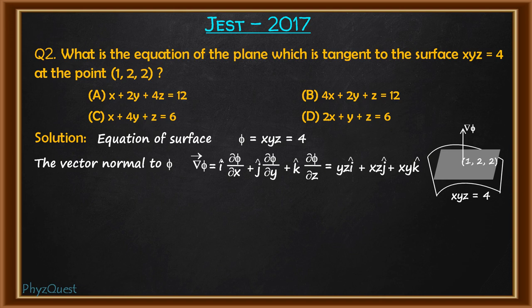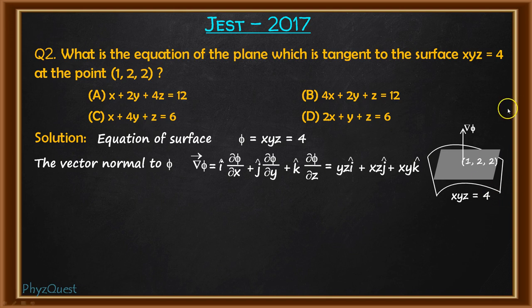Now this gradient of phi, which is normal to the surface xyz equal to 4, will also be normal to the tangent plane at the point (1, 2, 2), because the plane is touching the surface at this point. So the gradient of phi at this point is normal to both the surface xyz equal to 4 and the plane which is tangent to it.